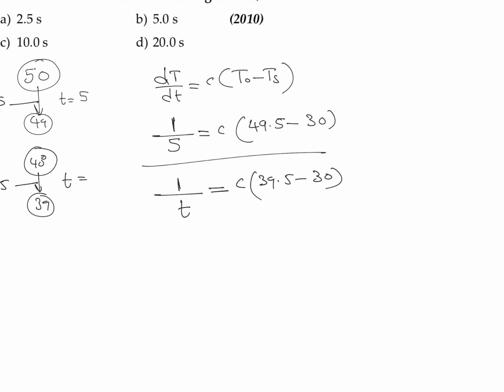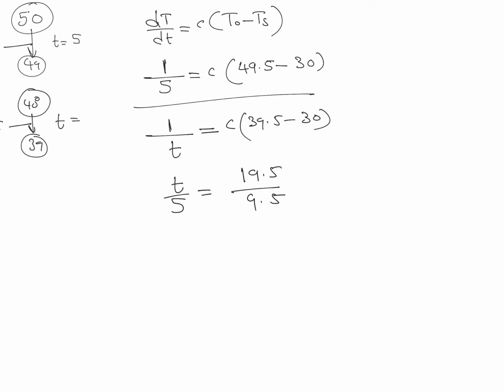Now, if you divide these two equations, we get t divided by 5 is equal to, this constant term gets cancelled, and we get 19.5 divided by 9.5. So the value of t will be equal to 19.5 divided by 9.5 times 5, which gets us something like 1.9. So you can write it will be near to 10. Or if you calculate the exact value, you'll get something like 10.26.